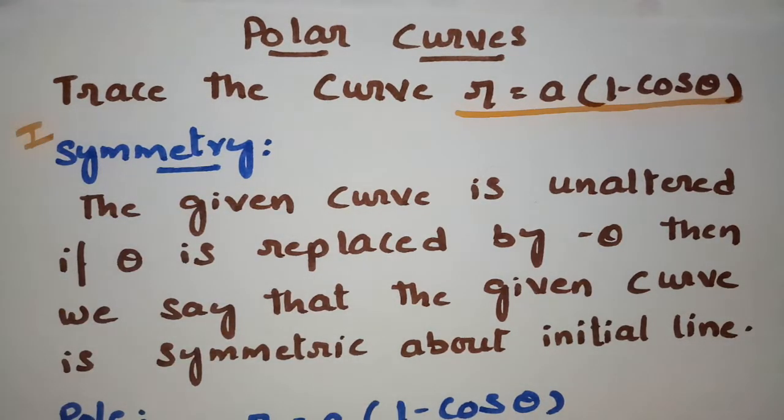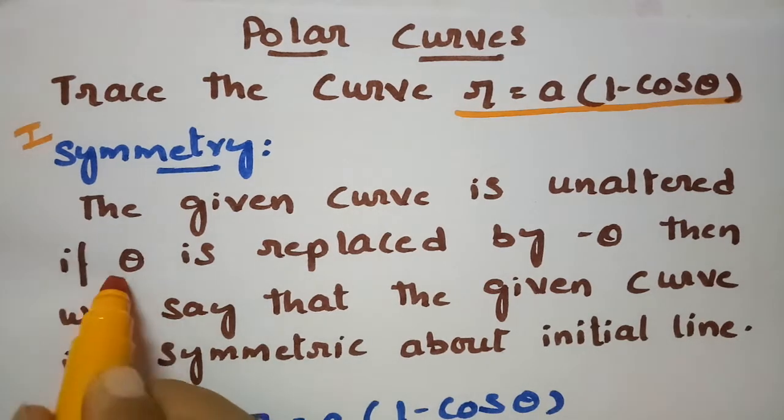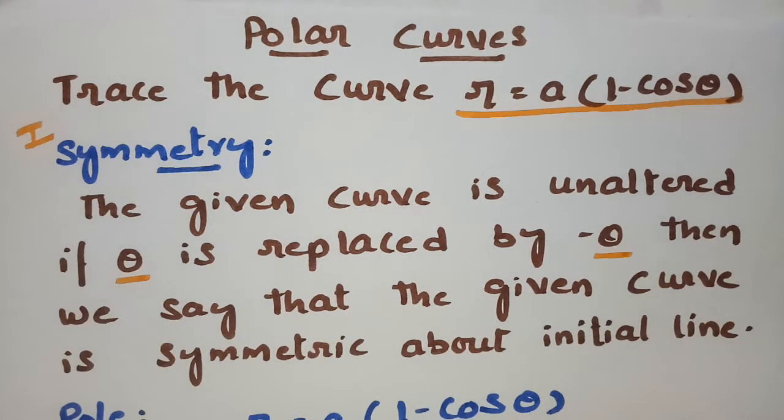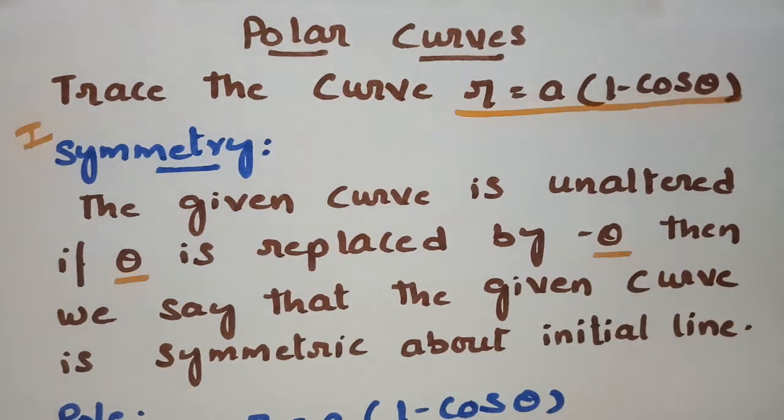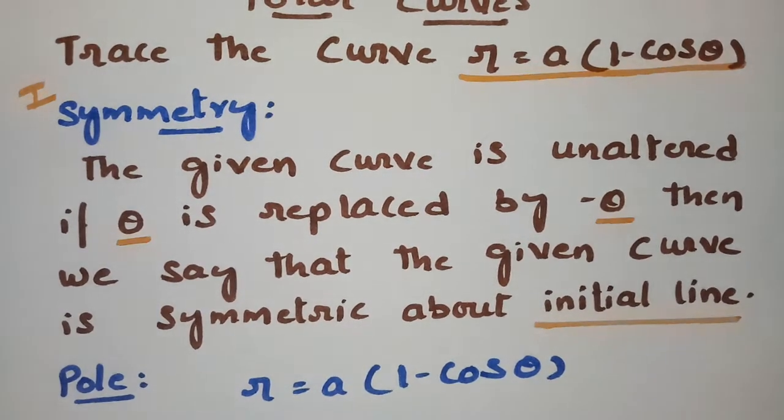So the first point is symmetry. The given curve is unaltered if θ is replaced by -θ. So in place of θ, even if I keep -θ, the equation of the curve remains the same, then we say that the given curve is symmetrical about the initial line. And let's check this one.